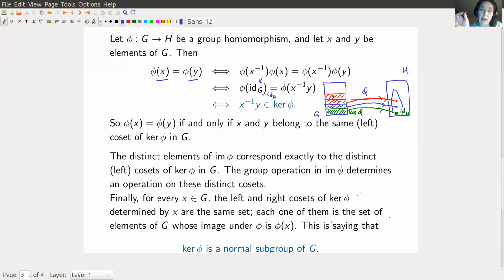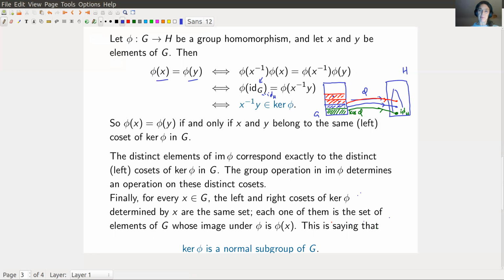Okay, because both of them can be described as the set of elements of G whose image under phi is phi of x. So the homomorphism function sends all the elements of the kernel itself to the same image, which is the identity element of H. For every coset of the kernel, it sends all the elements there also to the same image. Okay, so this statement that for any x, the left and right cosets of the kernel of phi determined by x are the same set is exactly the statement, which you might recall from the second homework sheet, that the kernel of a group homomorphism is a normal subgroup of the group G.